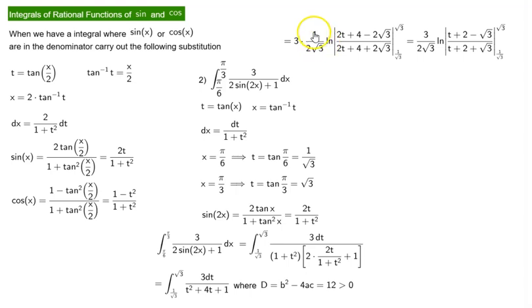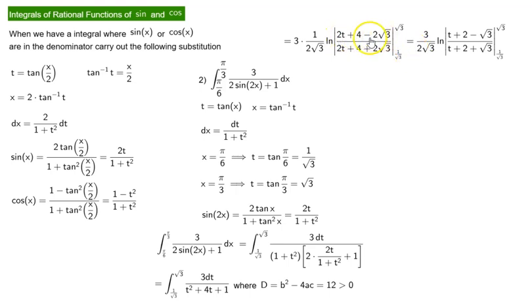So our general formula says 1 by root d, natural log of 2ax plus b minus square root of d, divided by 2ax plus b plus square root of d. So if we do the necessary application of that formula, we get 3 times 1 by 2 root 3 natural log of 2t plus 4 minus 2 root 3 by 2t plus 4 plus 2 root 3 from 1 by root 3 to root 3.